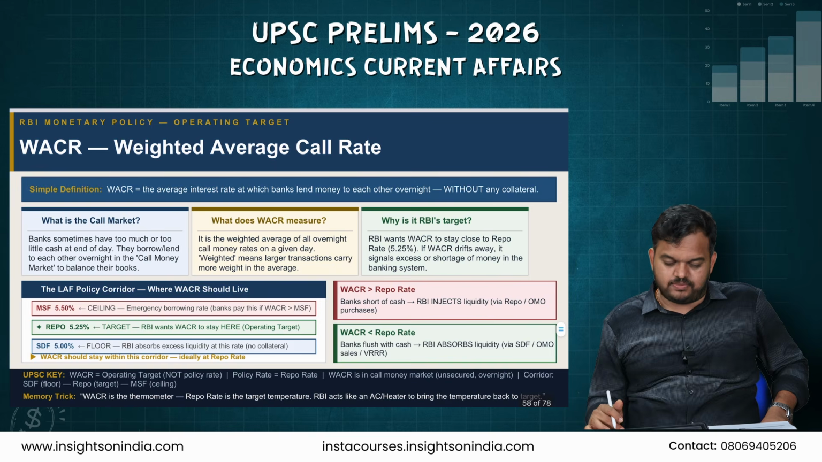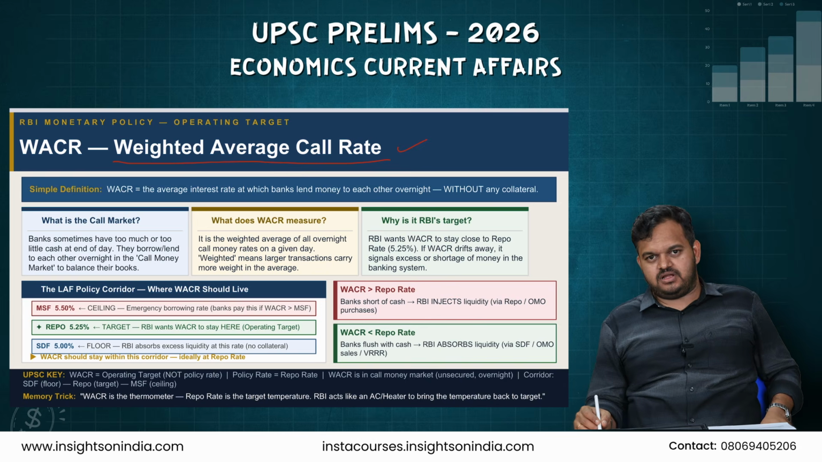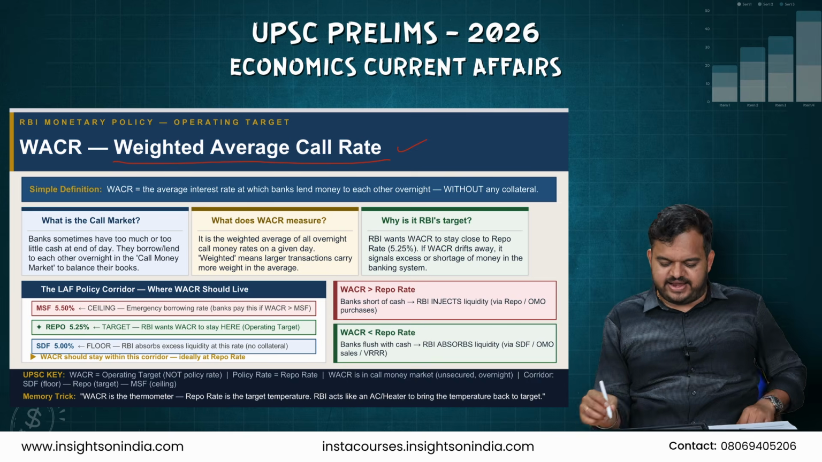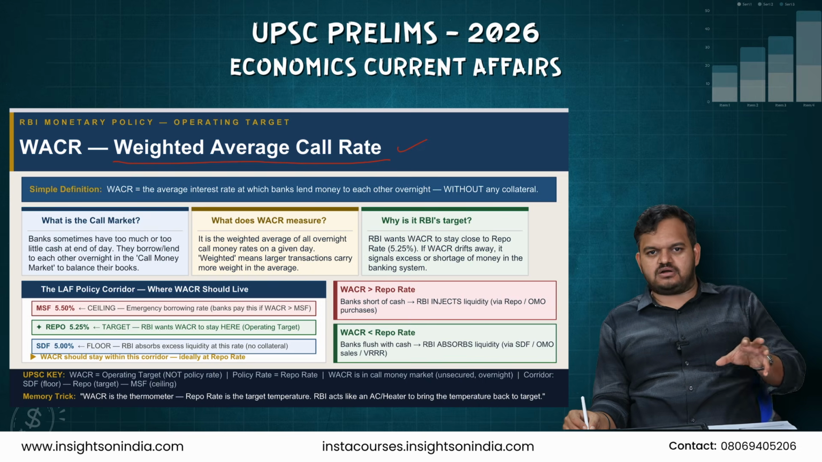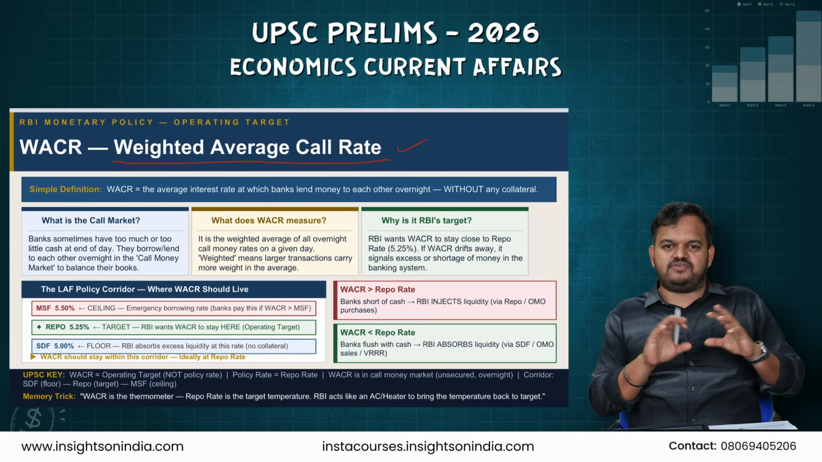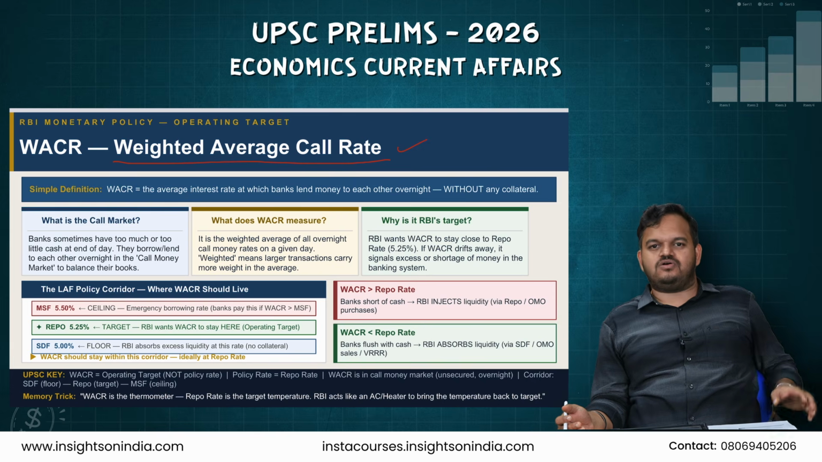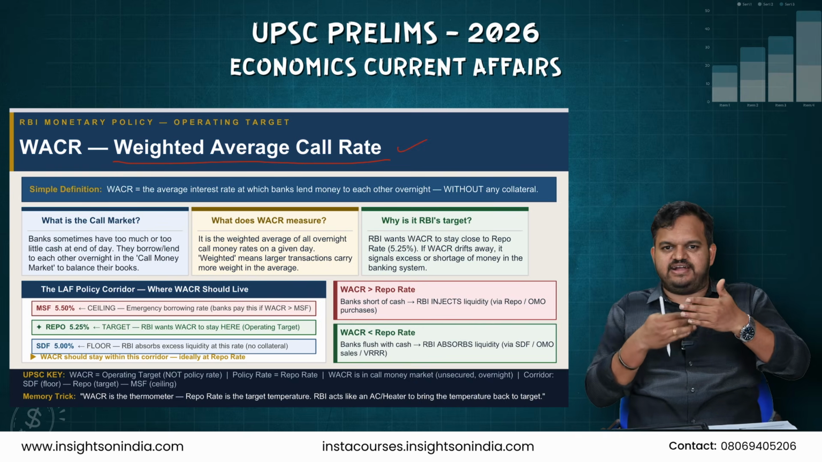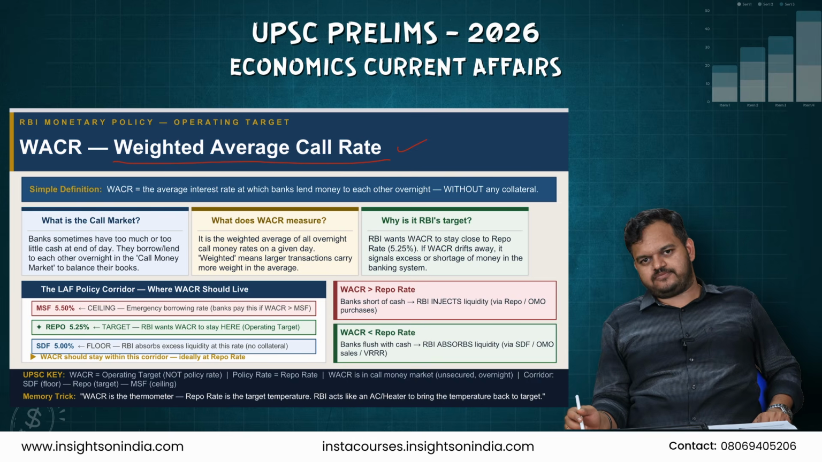Now, there is one more concept, weighted average call rate. Call market rate? Call market is a short-term market, overnight market. So, what is weighted average call rate? For example, if banks fall short of some cash or have excess cash, they will do lending and borrowing with each other. So, what RBI does is, RBI calculates the weighted average of all these rates. That will be the weighted average call rate.